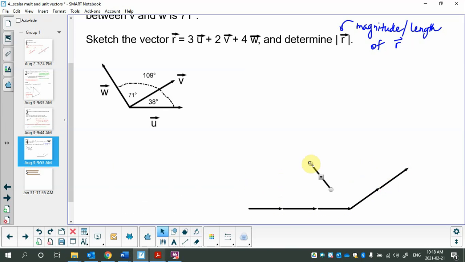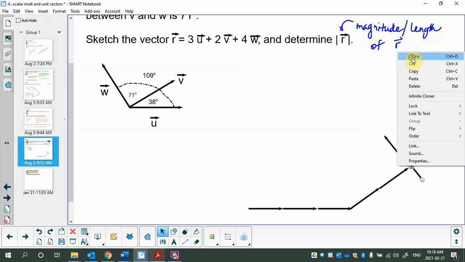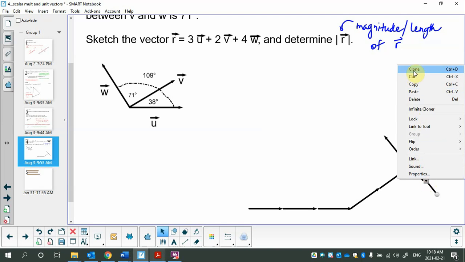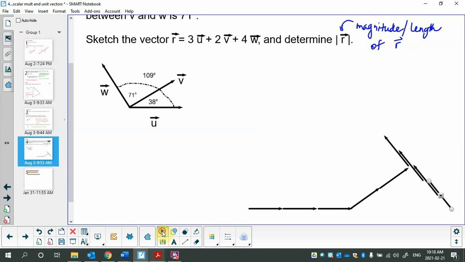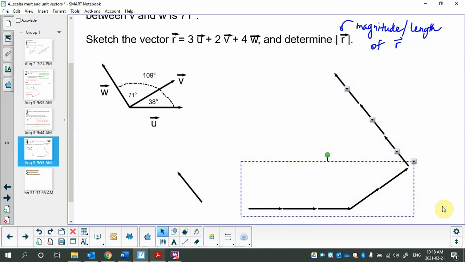So I need a W going in this direction. 1, 2, 3, 4. Not like that. Like tip to tail. And again, I'm out of room. Glue.